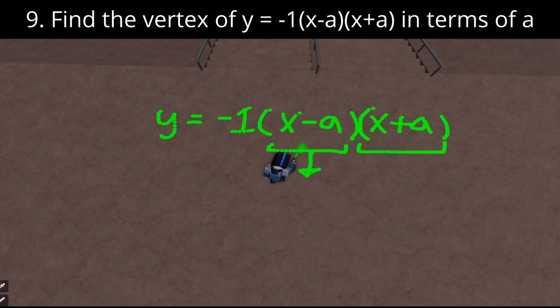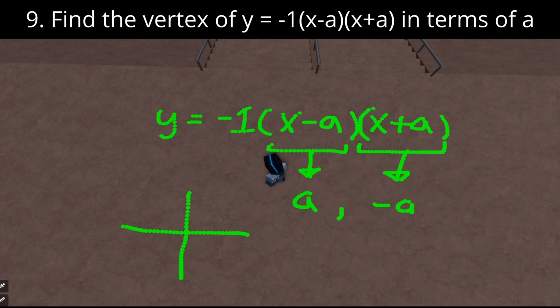So x minus a gives you an intercept of a, because I just flipped that minus a into an a. And then here, x plus a, you flip that plus a into a minus a. So these are our x-intercepts. They're a and minus a. And now imagine this. If I plot this, let's say positive a is over here, and negative a is over there. Where do you think the vertex is going to be? It's going to be right in the middle of those intercepts.